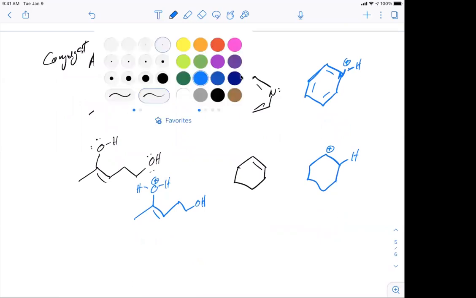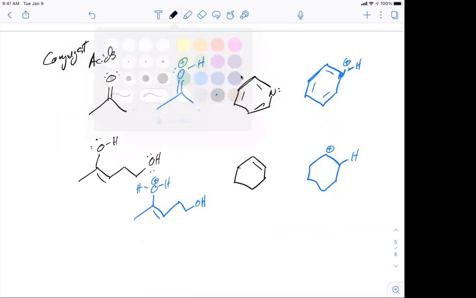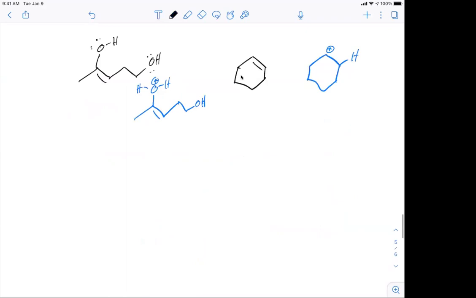Okay, so that's conjugate, right? Simple question we'll get in these. Now let's look at ranking. So let's rank some acids.